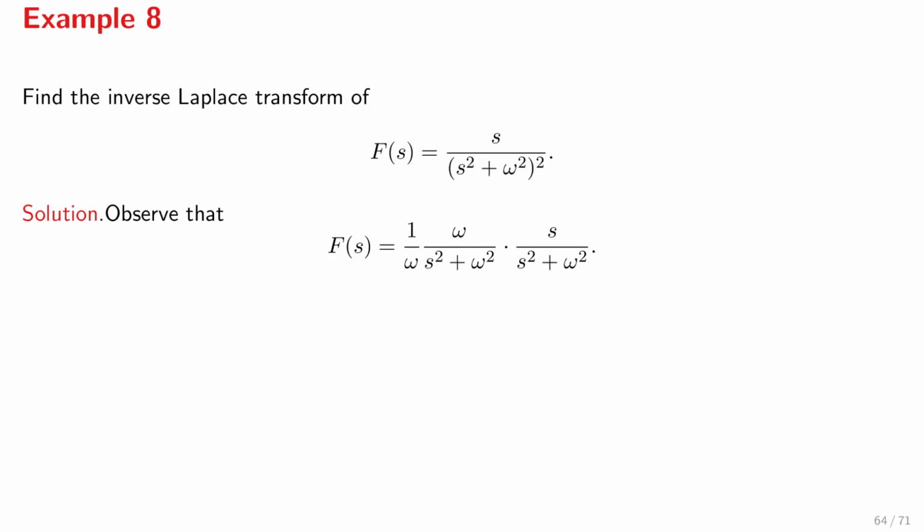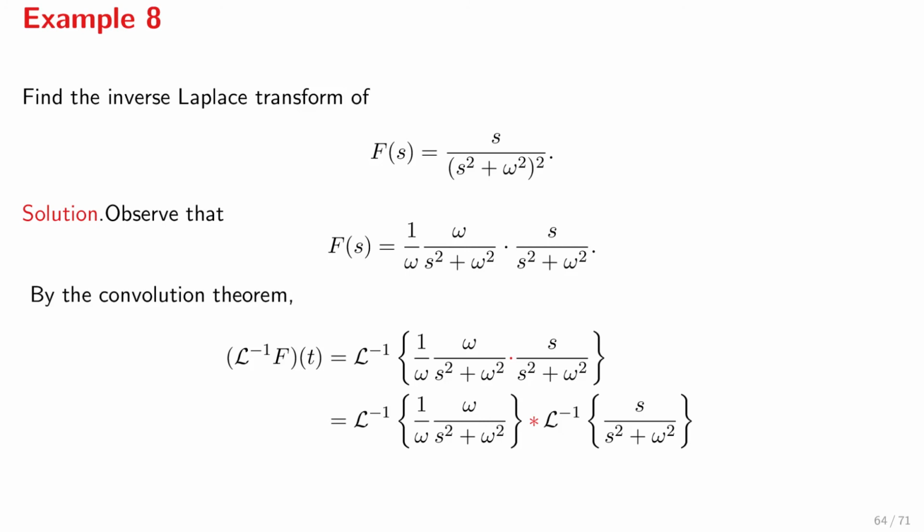And in the first part, we have multiplied and divided by omega for obvious reasons, which are that omega over s squared plus omega squared is the Laplace transform of sine of omega times t. Now, by the convolution theorem, here we have a product, right? So if you apply the convolution theorem, you have the inverse Laplace of a product of two functions, which is equal to the convolution of the inverse Laplace transforms. And what is the first one? It is 1 over omega times sine of omega t. And what's the second one? It is cosine of omega t. And this is the result.